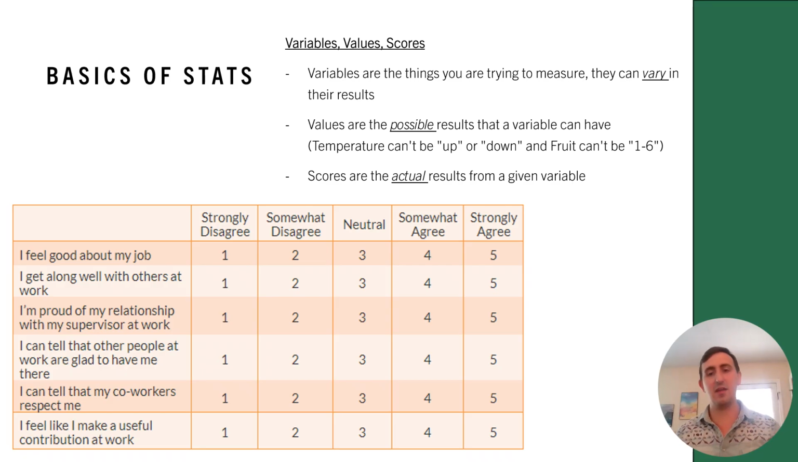Temperature can't be up or down. Fruit can't be 1 through 6. So values are the options the variable has.